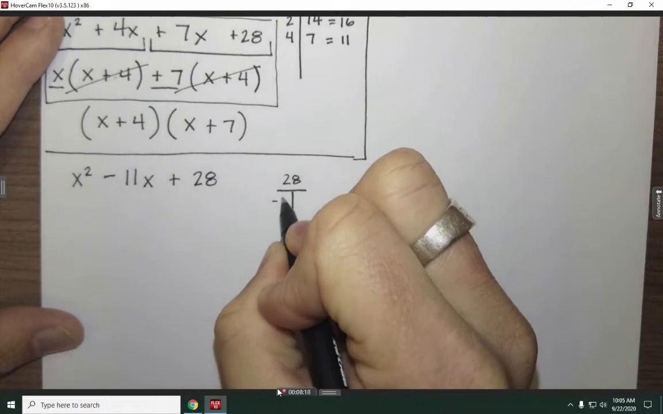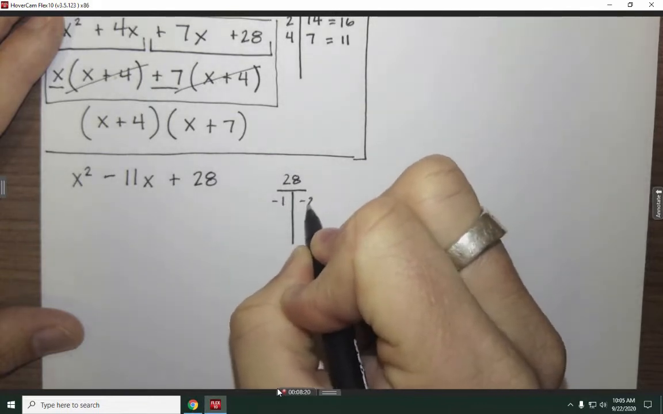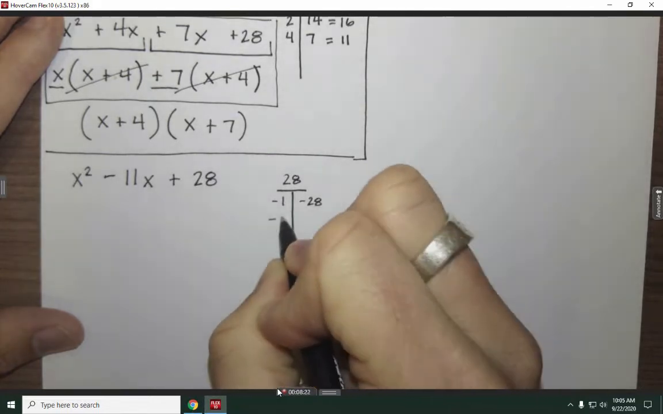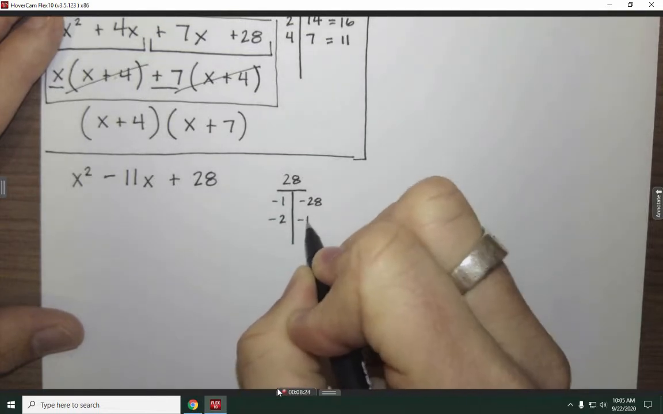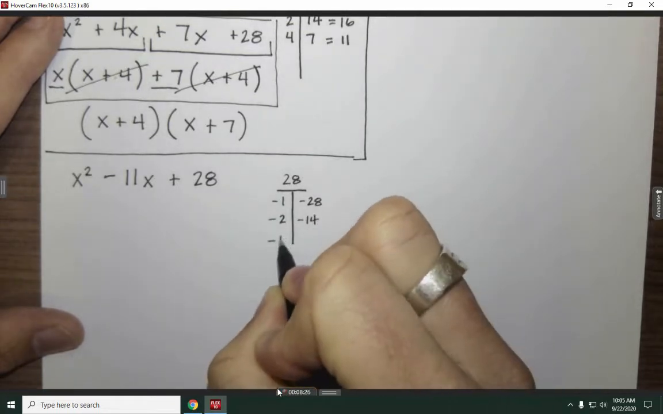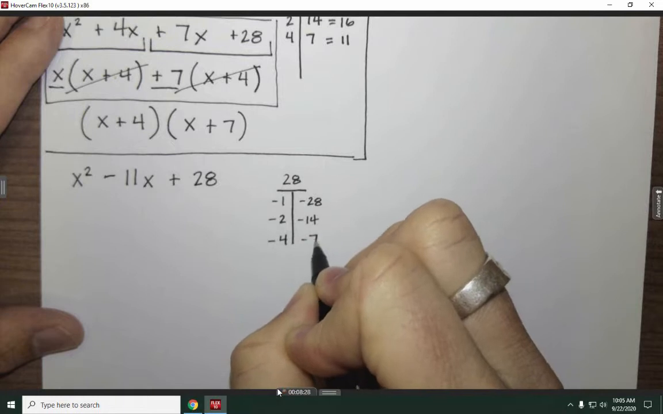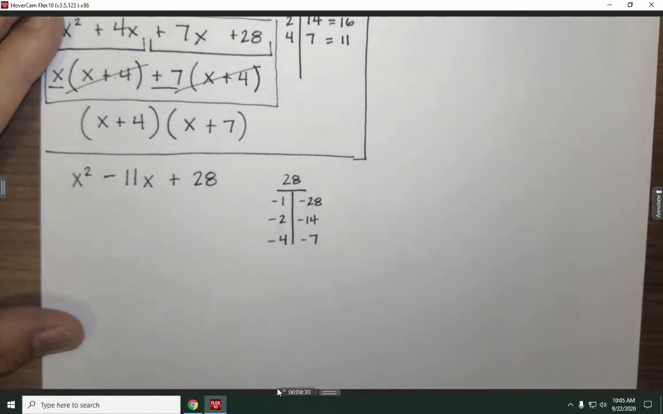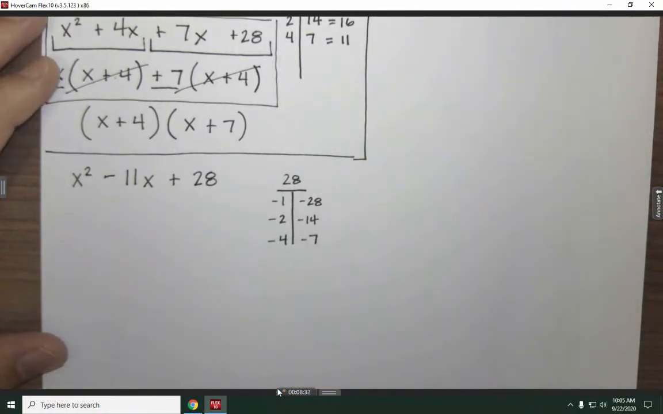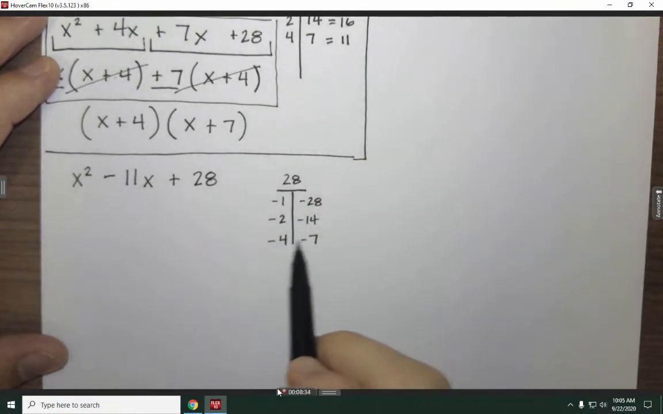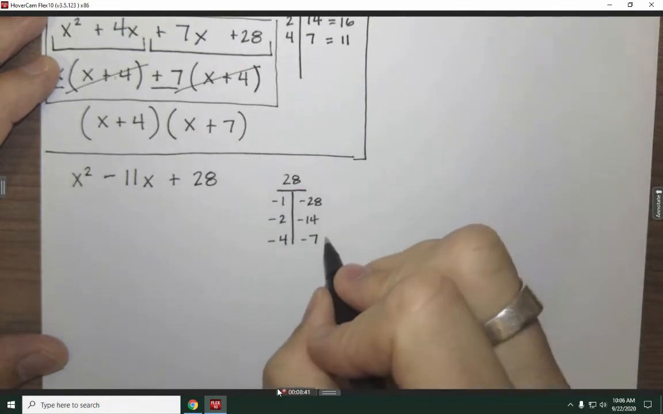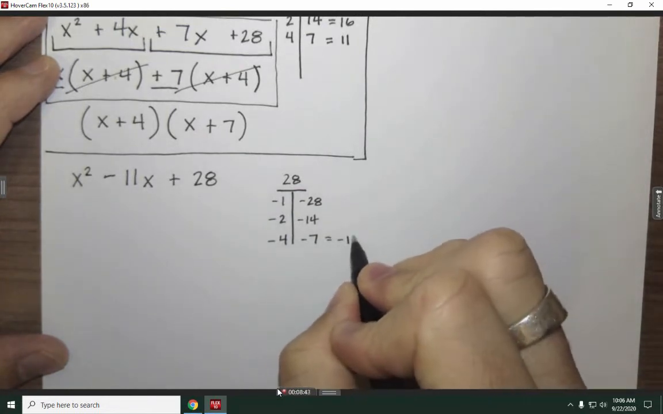And we'll know that we got a negative 1 and a negative 28, negative 2, negative 14, and a negative 4 and a negative 7. Now, just like in the last problem, we got that positive 11 here. This is going to make for the negative versions of these because they're both negatives. Two negatives make for a bigger negative. So that's the one we're looking for. It's the one that gives us negative 11.